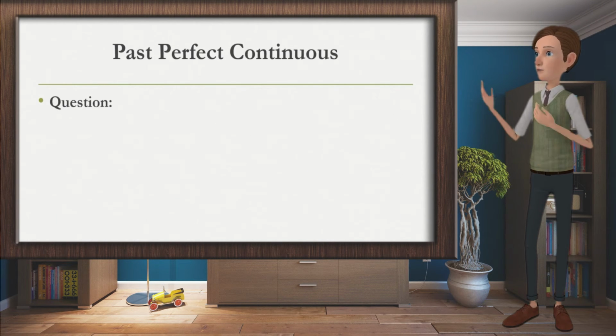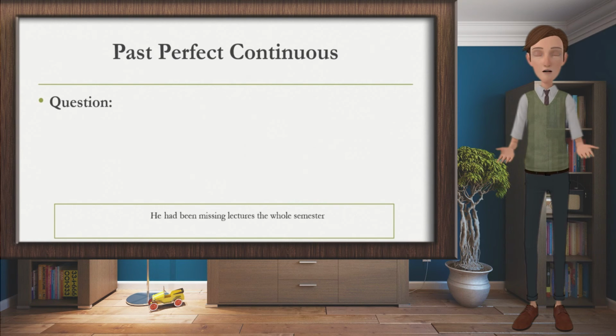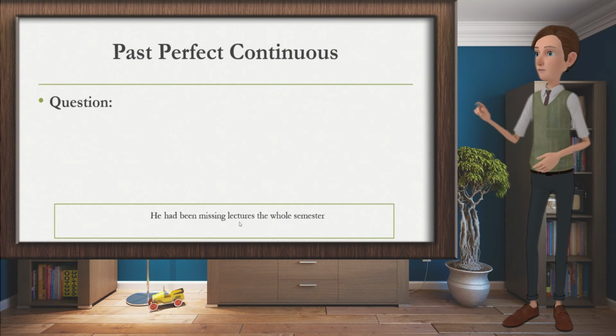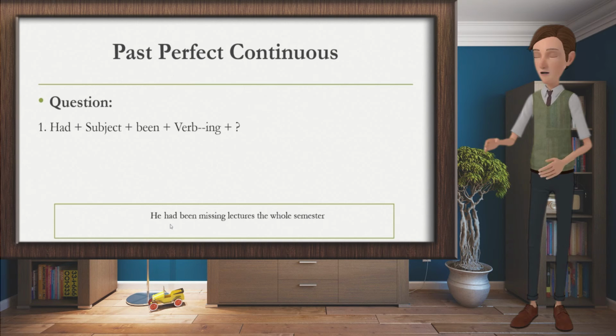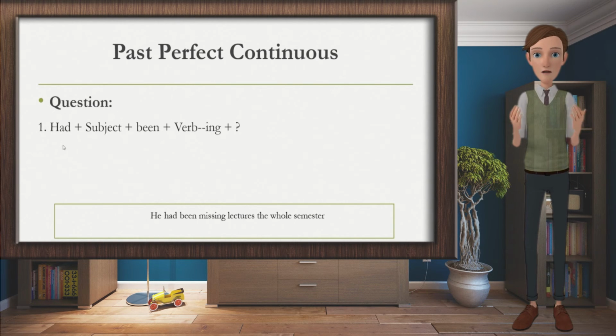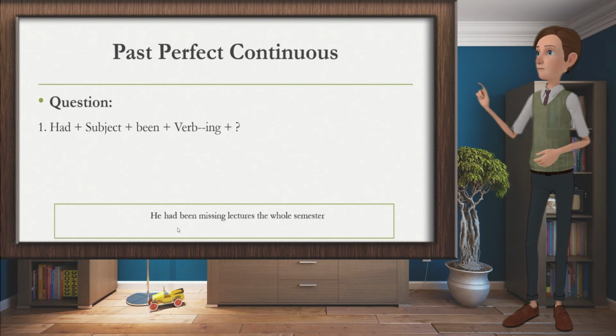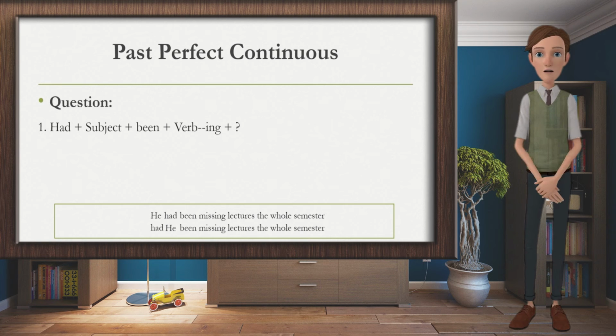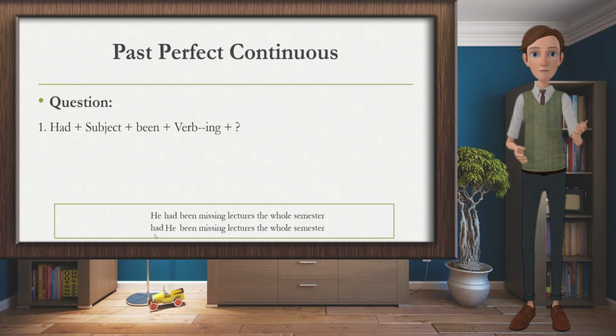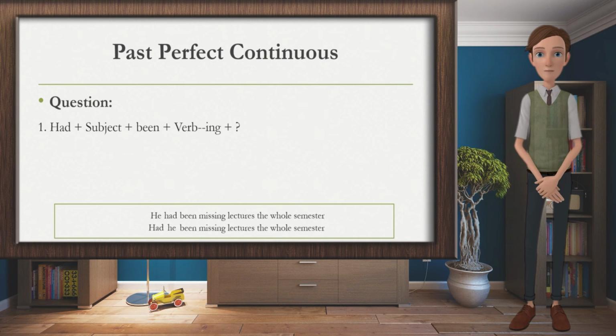Past perfect continuous in the question form. He had been missing lectures the whole semester. Since we have a helping verb here, we simply change the places. We switch between the had and the subject. So he had been missing lectures the whole semester becomes had he been missing lectures the whole semester. We make the H here capital and here small. We add a question mark and the question is ready.